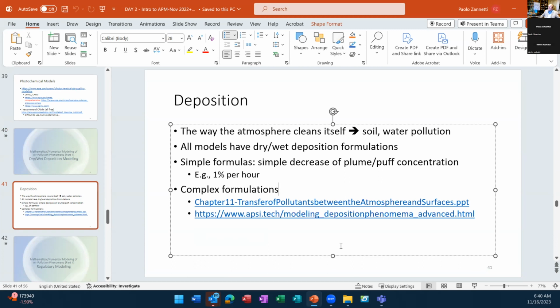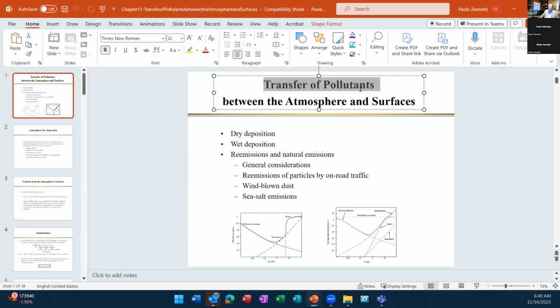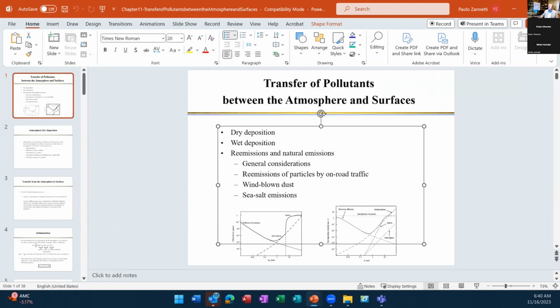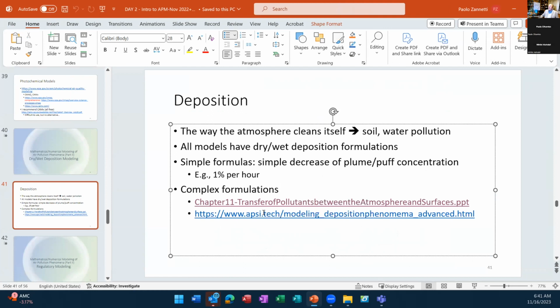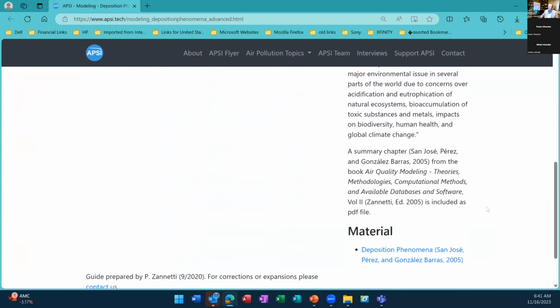And other complex formulations. There is chapter 11 here from one set of slides, again prepared by Dr. Christian Seigneur, that gives all the details about transfer of pollutants between the atmosphere and land or water surfaces. So all the details are here, but again, you don't really need them because the model will do the calculation for you. And also in APSI, you will find one guide on the deposition phenomena with an explanation of the way these formulas work with this schematic diagram and some information.